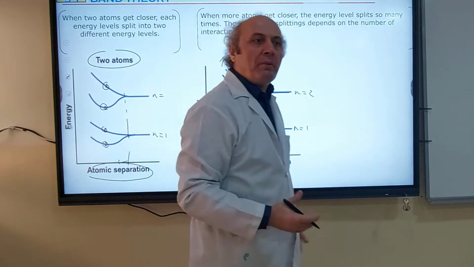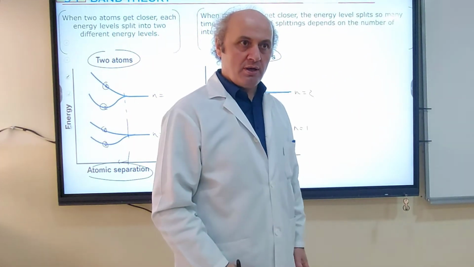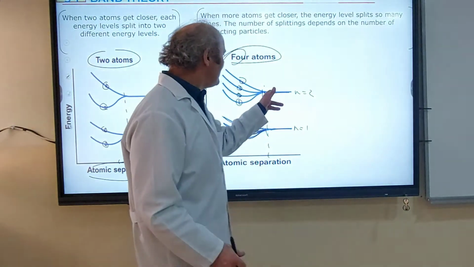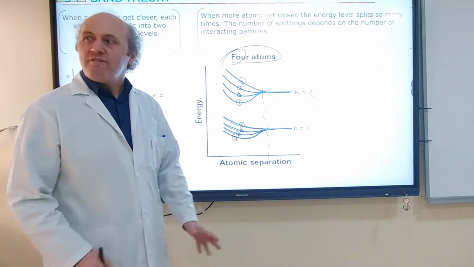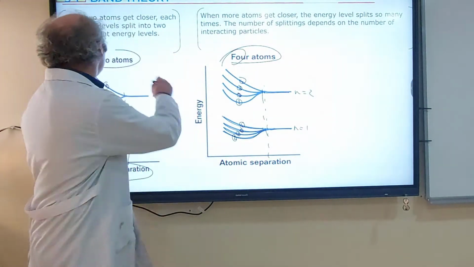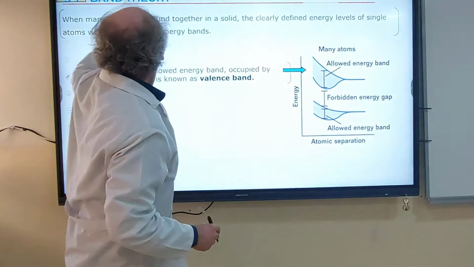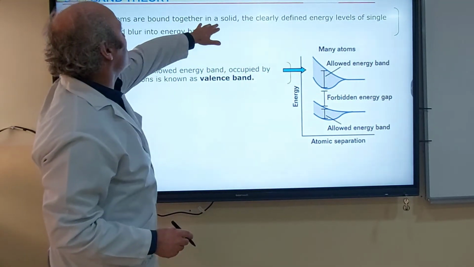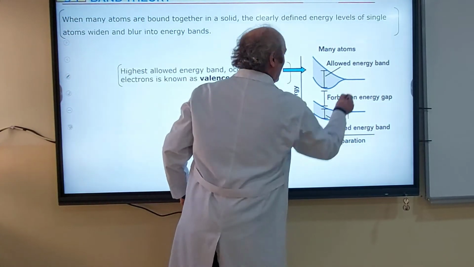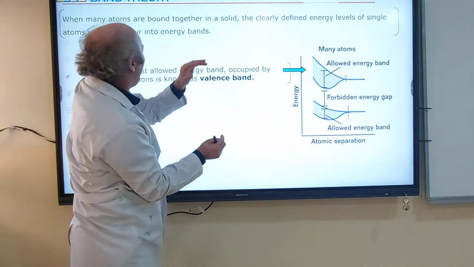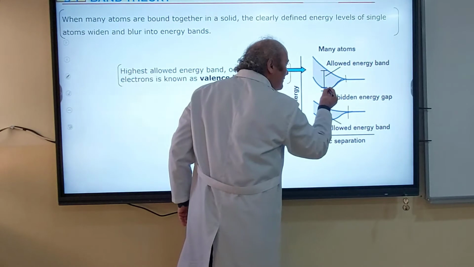But solids are composed of billions of atoms, not only 4. Billions of atoms are close together, so we are going to divide the single energy level billions of times. When you divide it billions of times, what happens? It becomes a band. So when many atoms are bound together in a solid, the clearly defined energy levels of the single atoms widen and blur into an energy band. This is called a band.